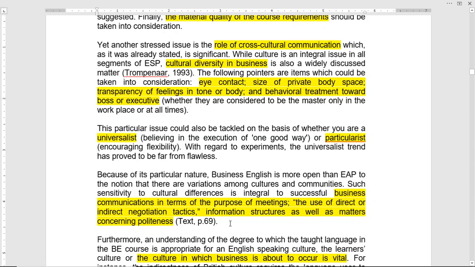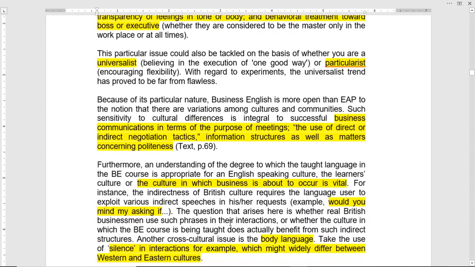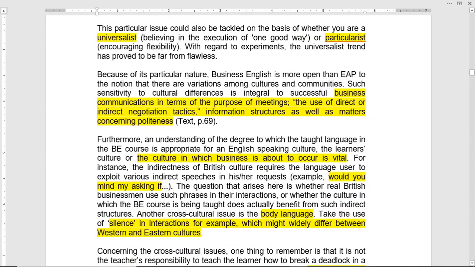So these things should be taken into consideration, and of course, with the targets in mind, the standards in mind, expectations in mind, we have to design the course. So we need to know that in order to see the present context and the target and the individual learning style of the learner. So the culture in which business is about to occur is vital, cultural understanding.